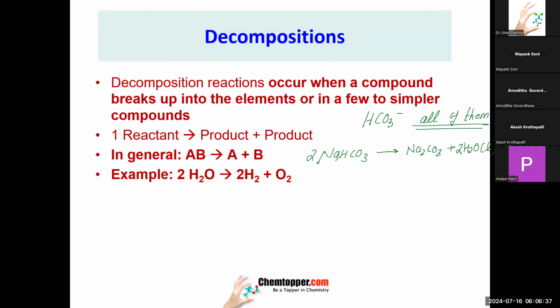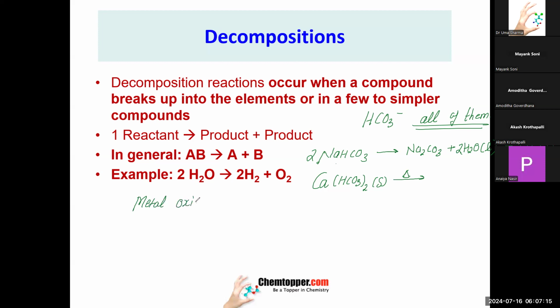So this is for the NaHCO3, which is for alkali metals. For others, the product is again oxide and water, like this one, this solid. You heat it strongly. What's the product? So you will get metal oxide and water in others.